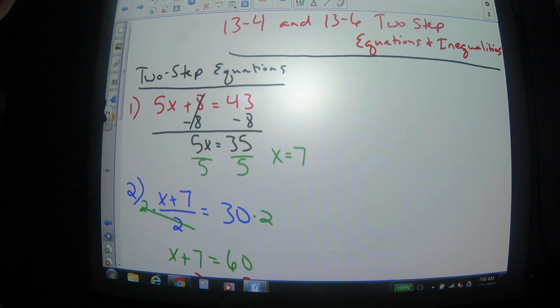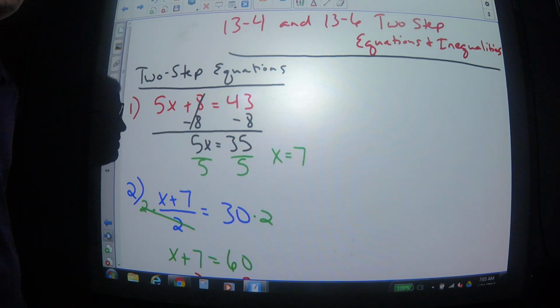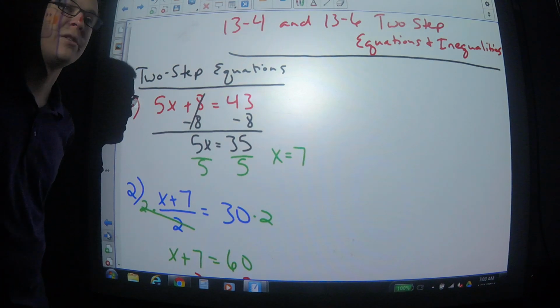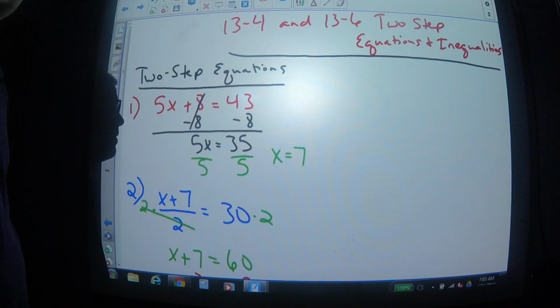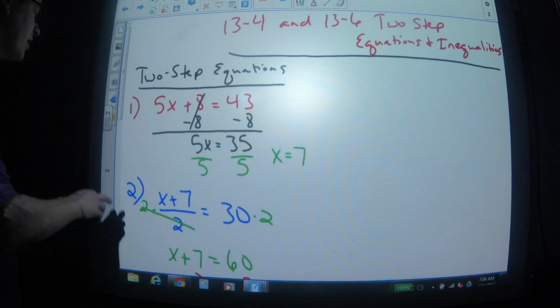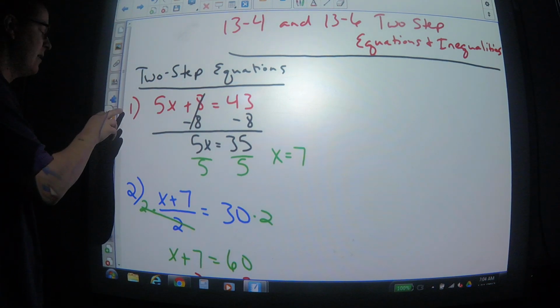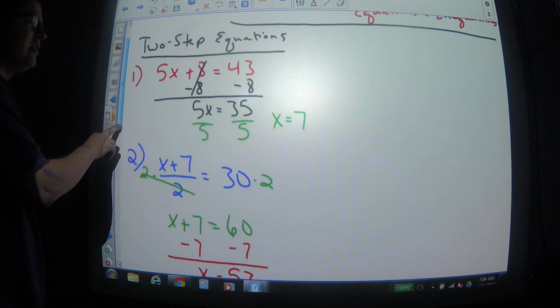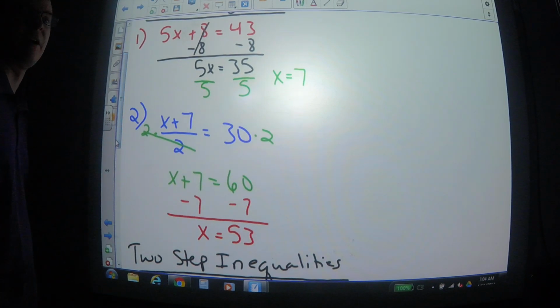All right, so we just got done talking about one-step inequalities, and now we're going to talk about two-step equations, which is just one more step than a one-step equation, and we're going to talk about two-step inequalities, okay? In talking about both of these, you're going to go about this the same way you would a one-step equation. You're going to try and isolate the x first, then you're going to get x all by itself.